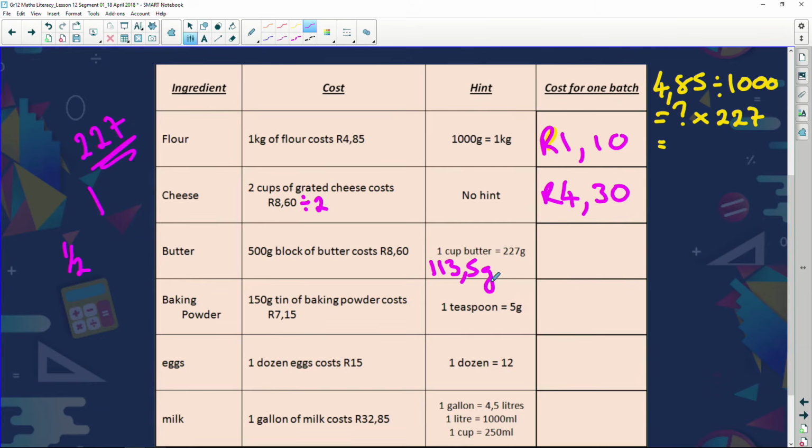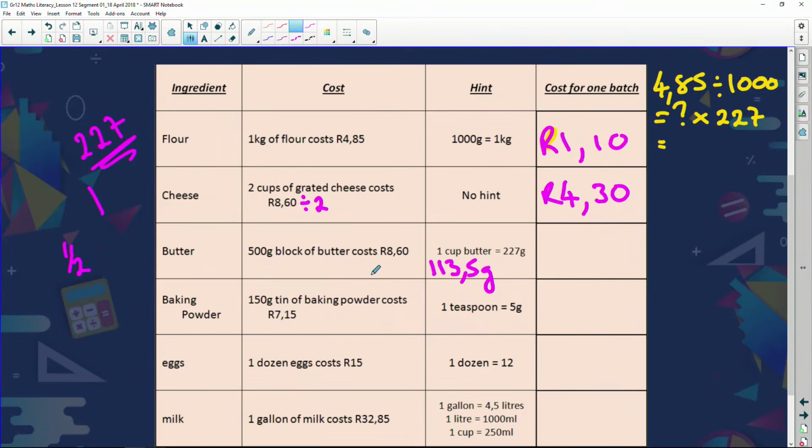I go off to the shop and realize they don't sell butter in 113.5 gram tubs. The best I can do is buy a 500 gram tub. Looking at 500 grams, I realize that it costs 8 Rand 60. So I've got 8 Rand 60, and I'm going to divide that by 500 grams so I can work out the cost of 1 gram.